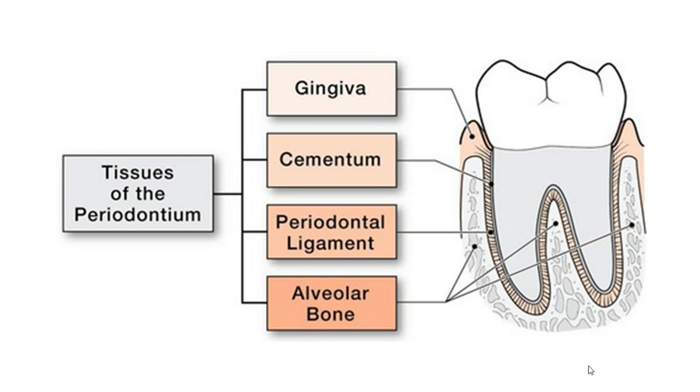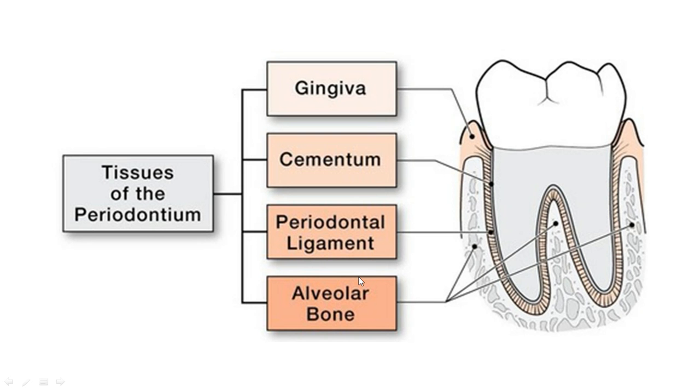Okay. So what is periodontium? Periodontium basically is the attachment apparatus of the tooth, and it actually includes four important structures. It includes two soft tissues and two hard tissues. The soft tissues are the gingiva and the periodontal ligament, whereas the hard tissues are the cementum and alveolar bone. All these four structures together form the periodontium.